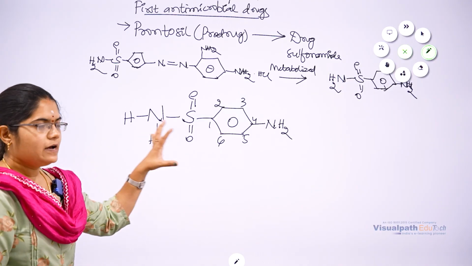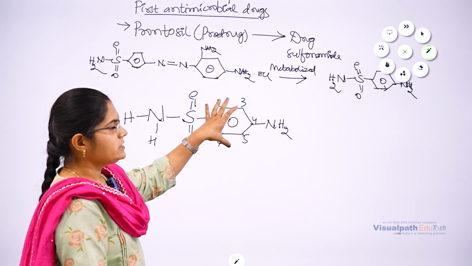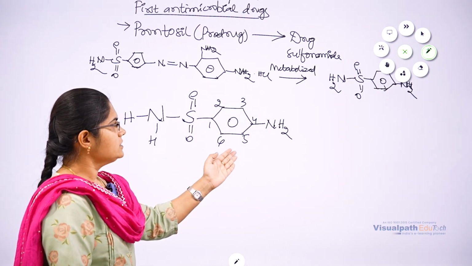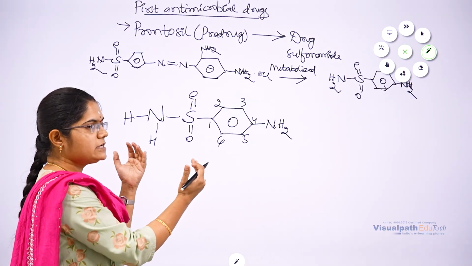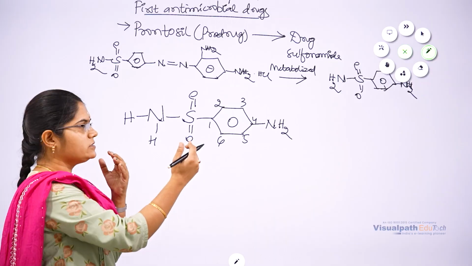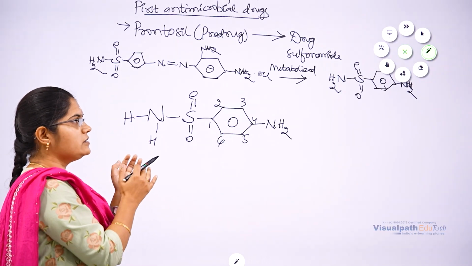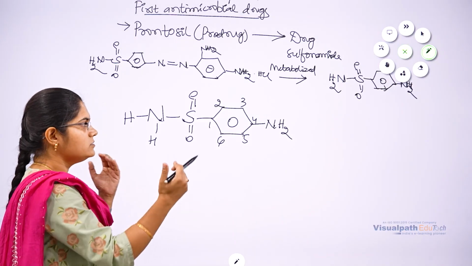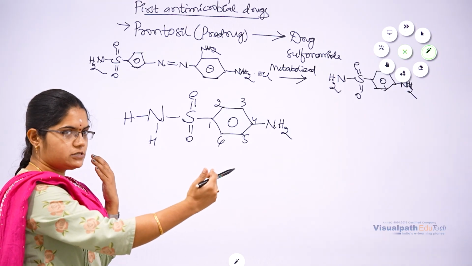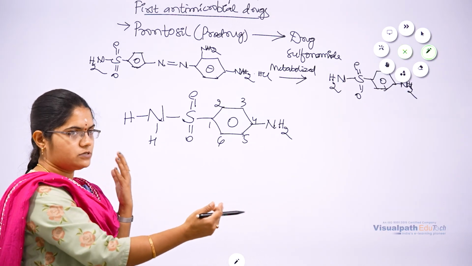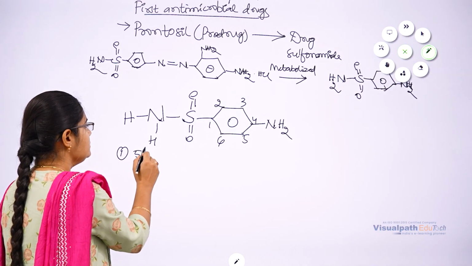So the sulfonamide has the basic structure like this, right? It has one benzene ring, a 5 or 6 membered aromatic ring, with two substituents which are para to each other. If these substituents are placed ortho or meta to each other, meaning in the 1,2 position or 1,3 position, the antibacterial activity of the sulfonamide will decrease. So these substituents should always be para to each other, at opposite positions, that is first and fourth position, right? So that is the first thing. It has a 5 to 6 membered aromatic ring.